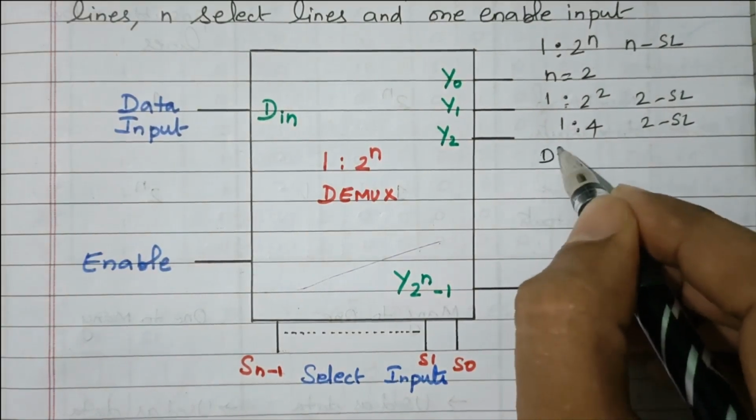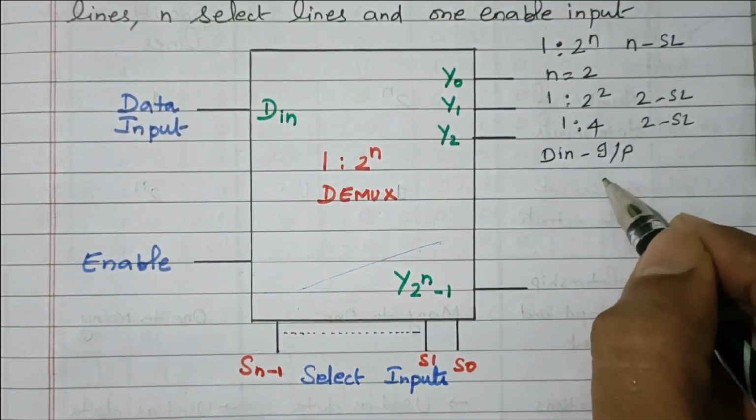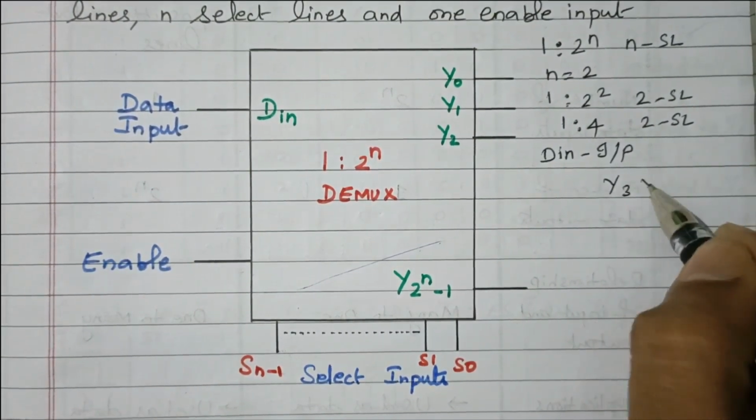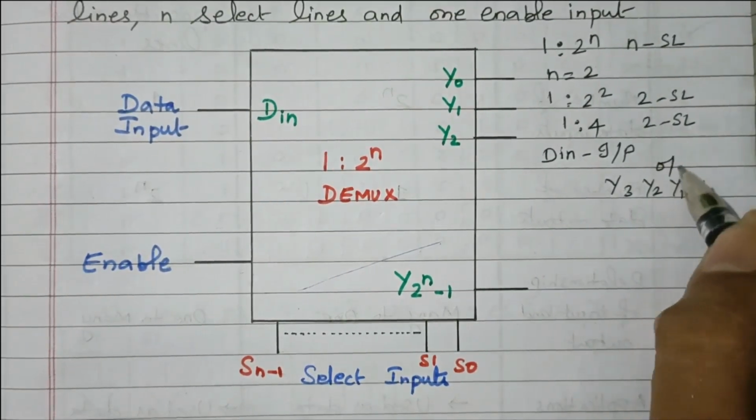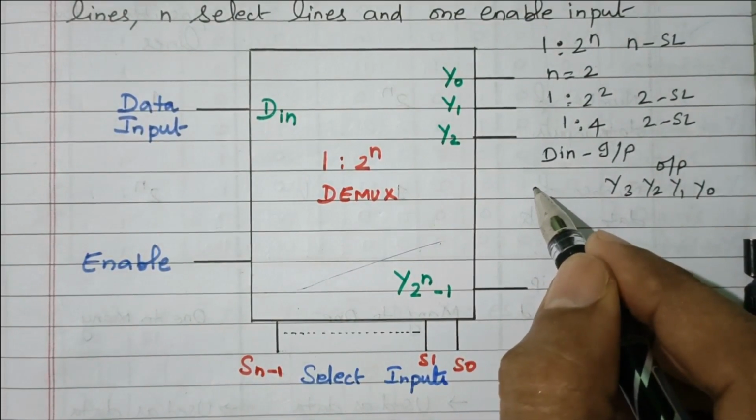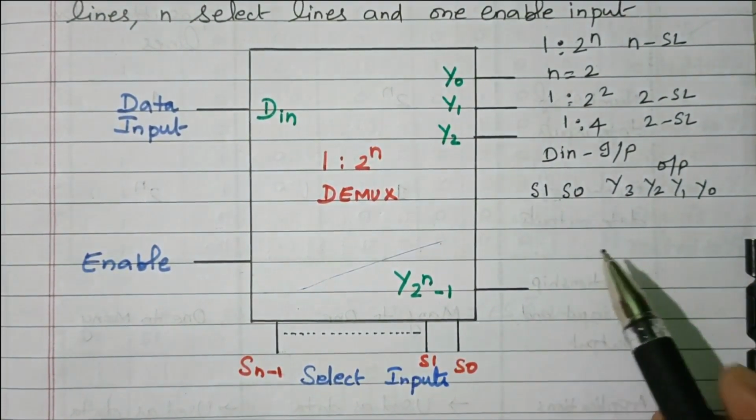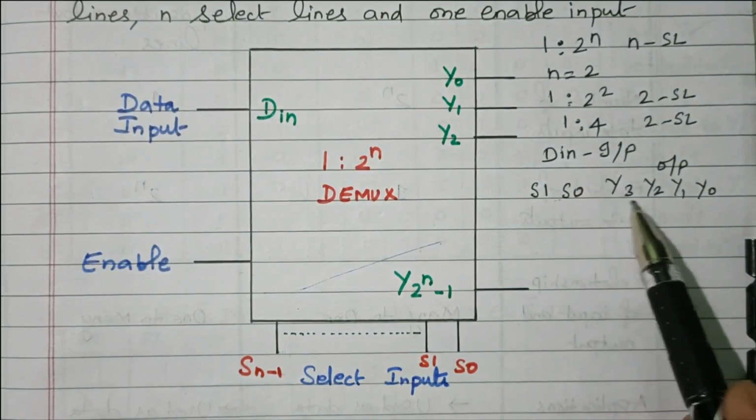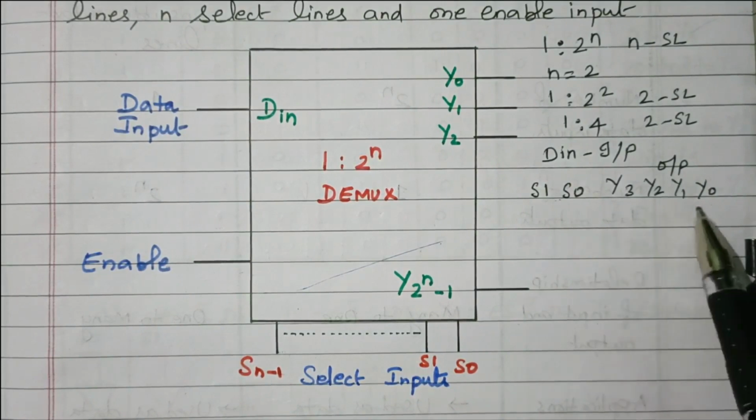Let us consider D in is the input data, right? So Y3, Y2, Y1, Y0 are the outputs. These are all the possible outputs. How is it controlled? It is controlled by the selection lines, S1 and S0, 2 selection lines, right? 1 input, 4 outputs and 2 selection lines. These selection lines will decide the output.